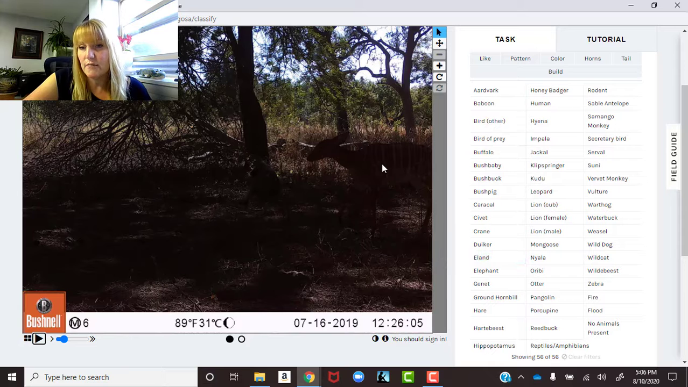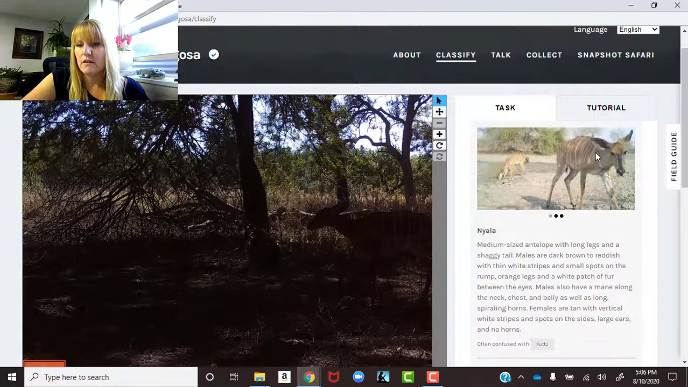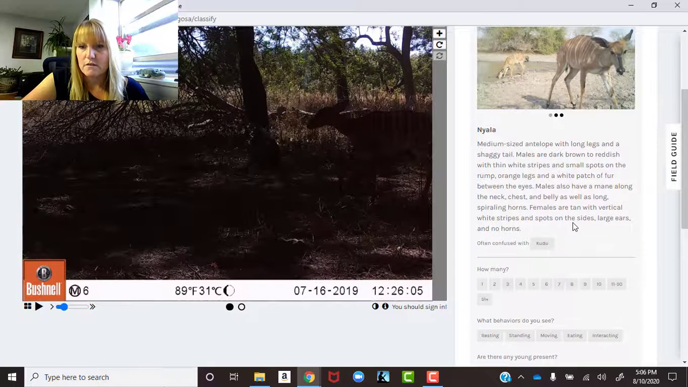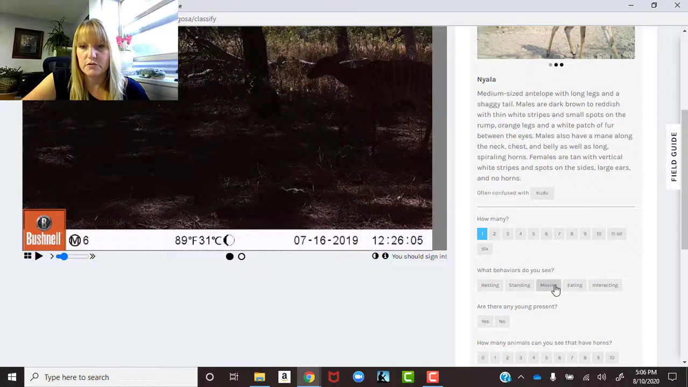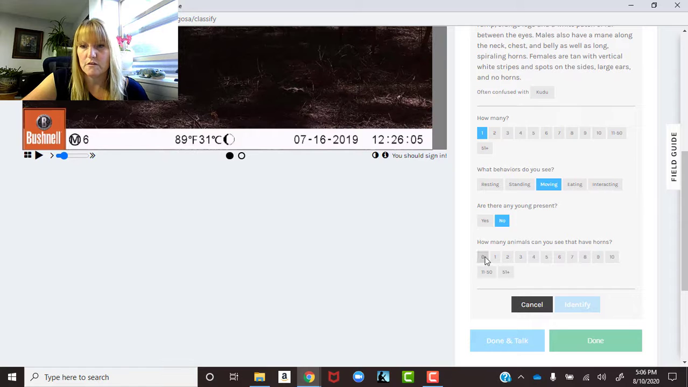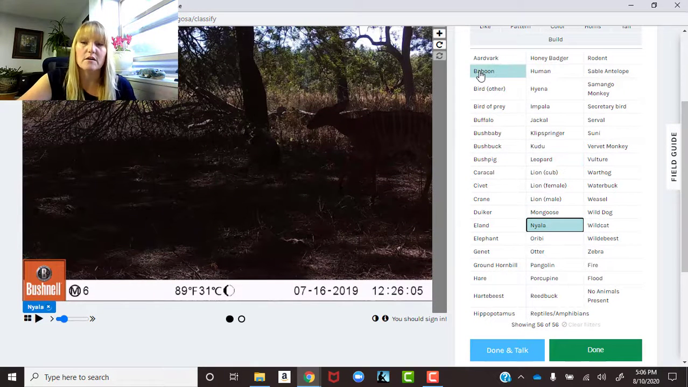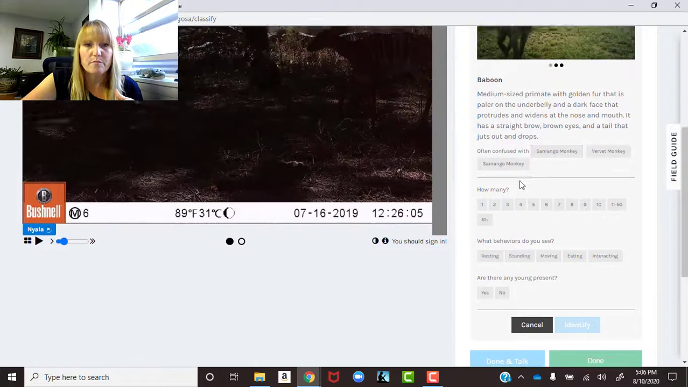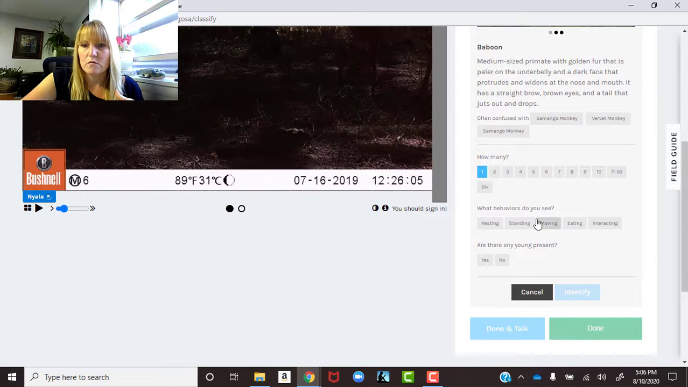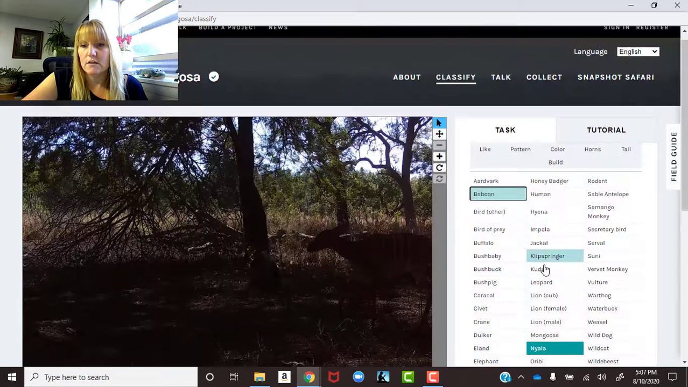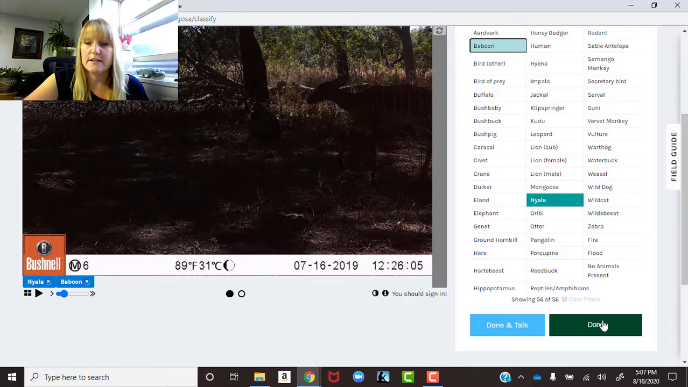How do I know that's a Nyala? Because the stripes and the spots, and this is a female, which is why she's not so fuzzy and she doesn't have horns. But if I look, see, there's the female. Looks very much like that. So we're going to identify 2. You do the first one. There's 1. She's moving. No young and no horns. Identify. And then before I move on, I'm going to go for the baboon too. Baboon. 1. Just resting. No young. Identify. Now I can hit done.